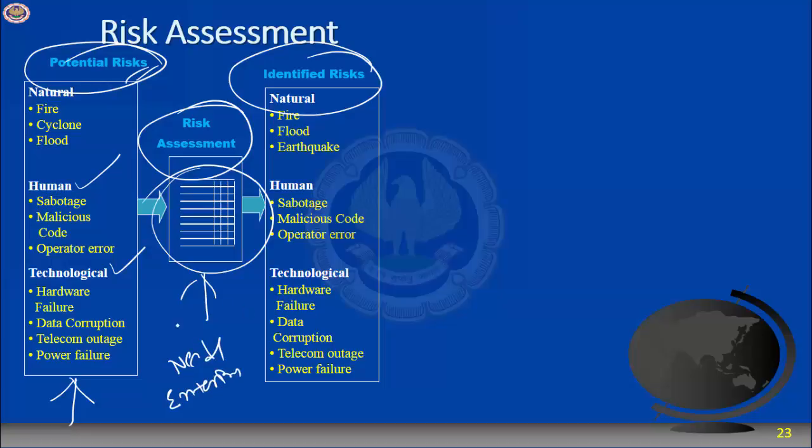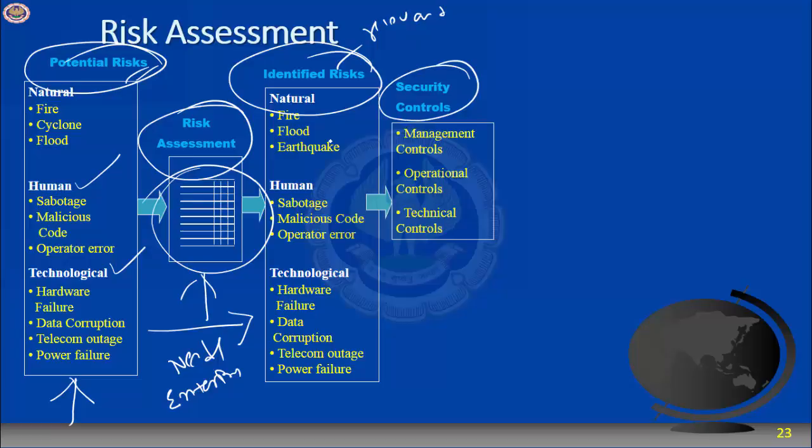And then you prepare the risks which are actually going to impact the organization, called the relevant risks for the enterprise. Based on this, you decide what security controls or management controls have to be put in place. There are different types of controls: management controls, operational controls, or technology-related controls.